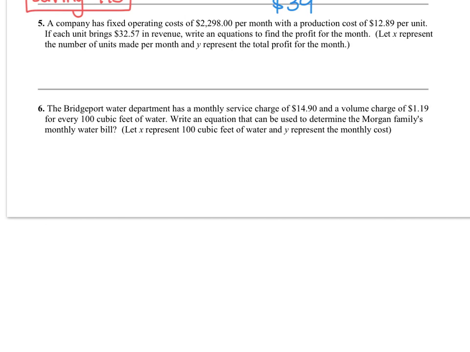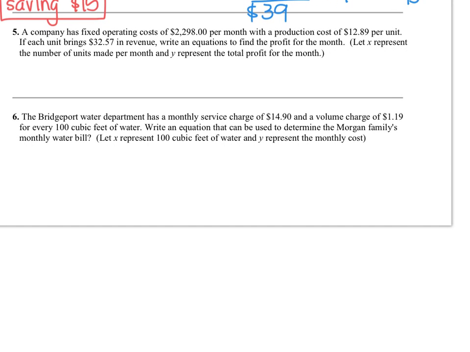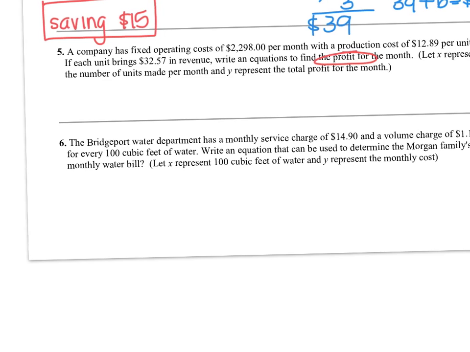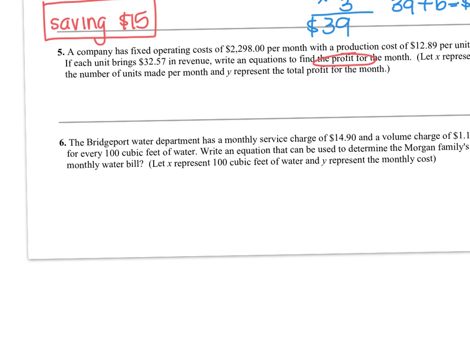Then they sell the TVs for $32.57. We want to know how much profit they're making. Well, to figure out profit, we have to figure out how much they're actually getting to keep. So if they sell the TVs for $32.57, we have $32.57. That's how much they're being paid for their TVs.